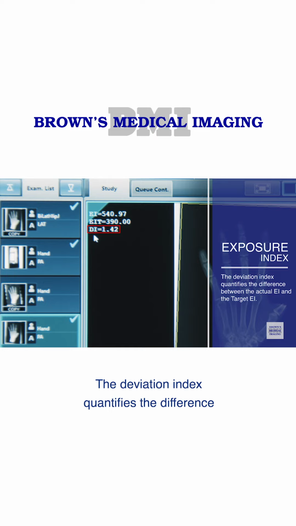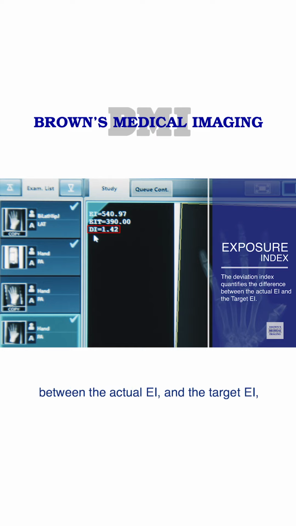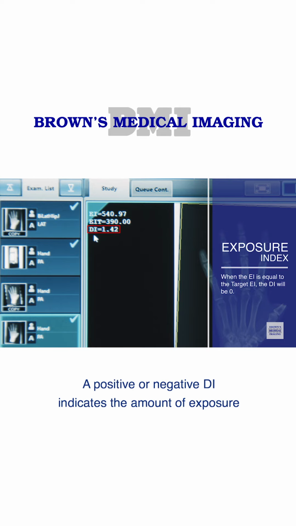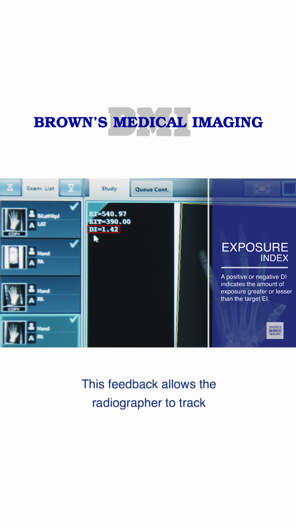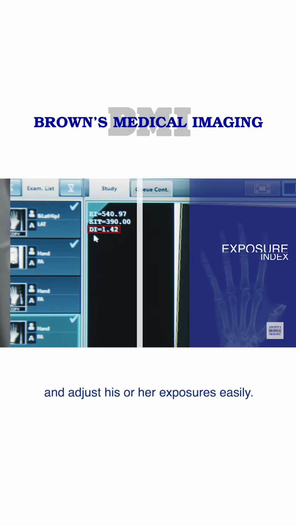The deviation index quantifies the difference between the actual EI and the target EI and puts that value on a scale. When the EI is equal to the target EI, the DI will be 0. A positive or negative DI indicates the amount of exposure greater or lesser than the target EI. This feedback allows the radiographer to track and adjust his or her exposures easily.